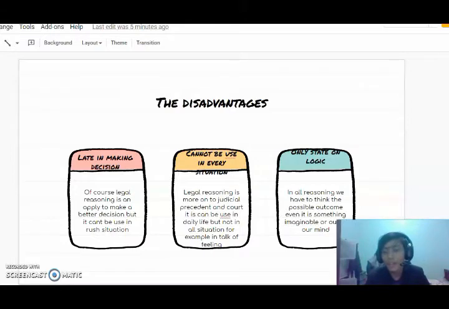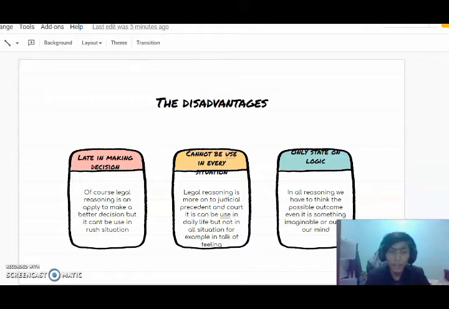Of course we know that legal reasoning is applied to make a better decision, but it cannot be used in a rush situation. For example, when we are in a rushing situation and want to make a decision, we have to think fast and come up with a fast decision.